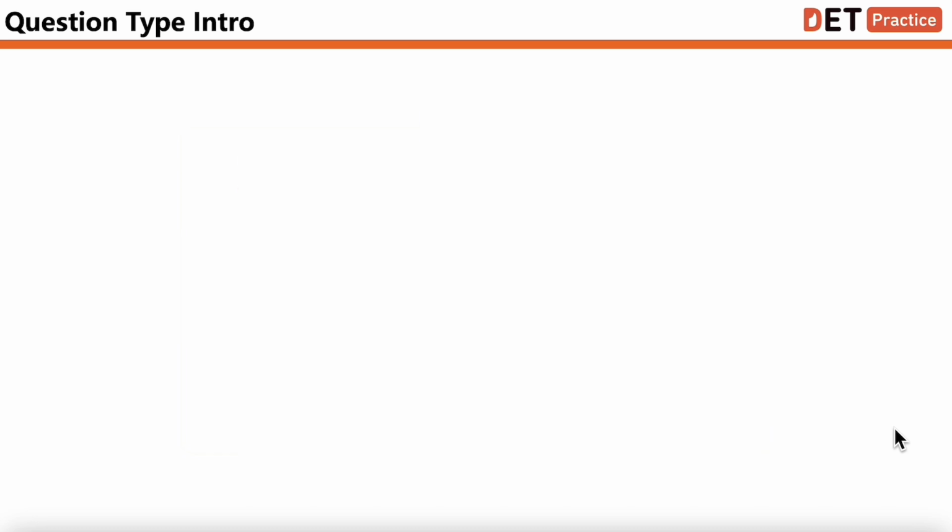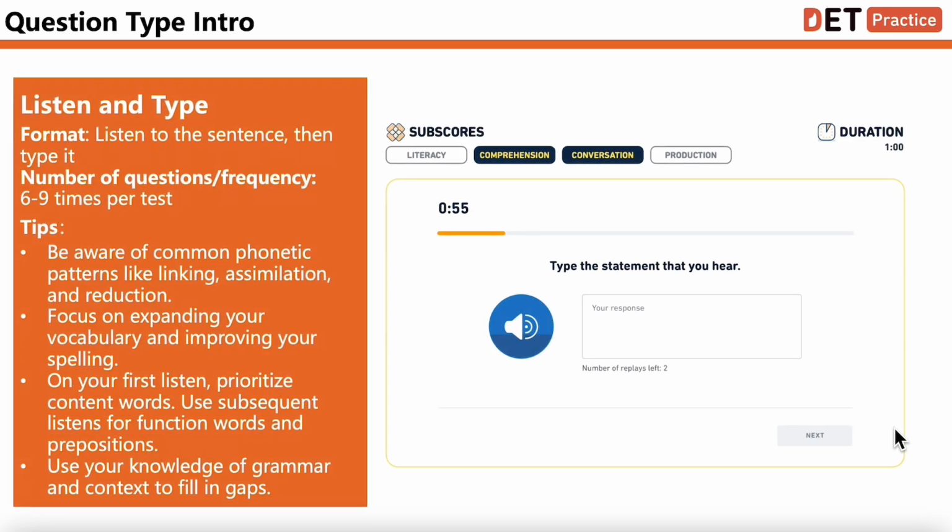This question type appears approximately 6 to 9 times in each exam. It also includes common phonetic phenomena in spoken English, such as linking and weak forms. Additionally, this question primarily tests your mastery of word pronunciation and spelling, so your vocabulary will be a key determinant of your score. In your daily practice, focus on expanding your vocabulary.